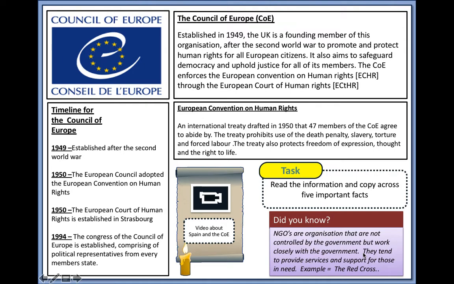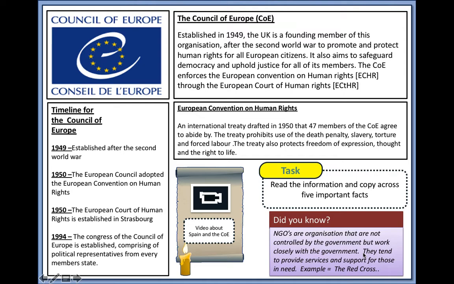So as it says there, it was established in 1949. The UK is a founding member of this organisation, and it was established after the Second World War to promote and protect human rights for all European citizens. It also aims to safeguard democracy and uphold justice for all of its members. The Council of Europe enforces the European Convention on Human Rights through the European Court of Human Rights. The European Convention on Human Rights was drafted in 1950 by the 47 members of the Council of Europe, and they agreed to abide by it.